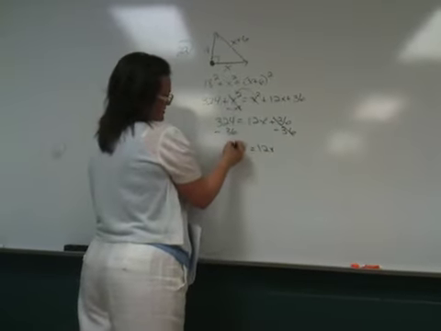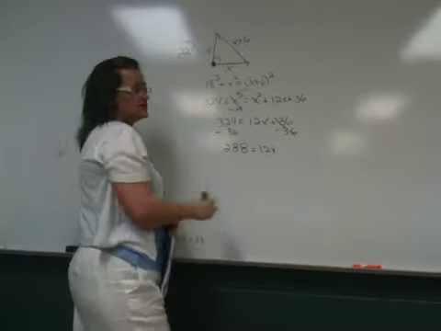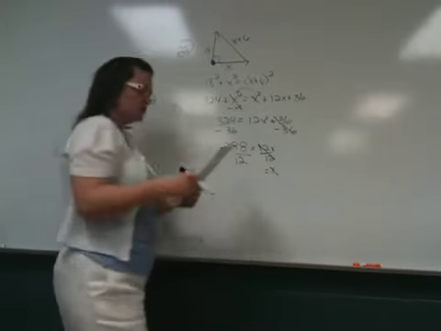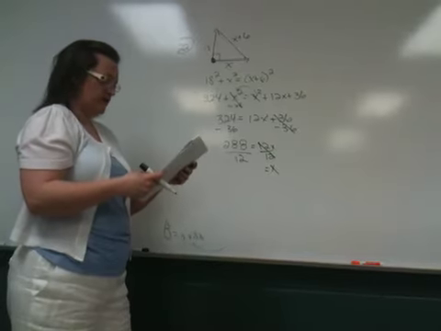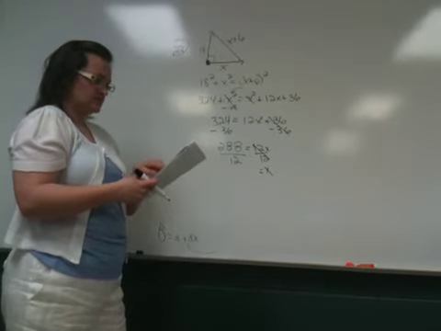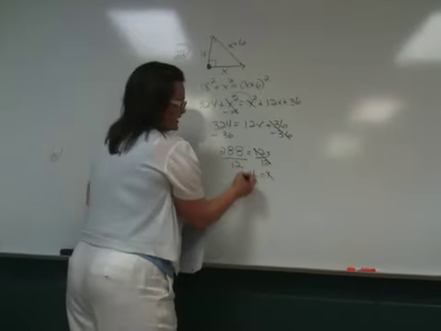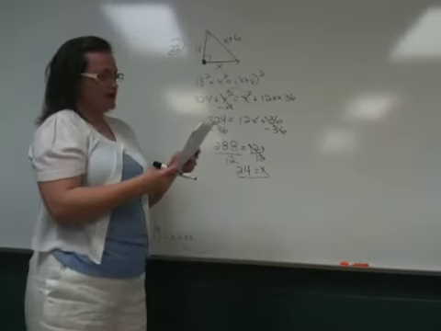Let's see, 288 divided by 12, and 288 divided by 12. Somebody have that? 24, I believe. So x is 24.